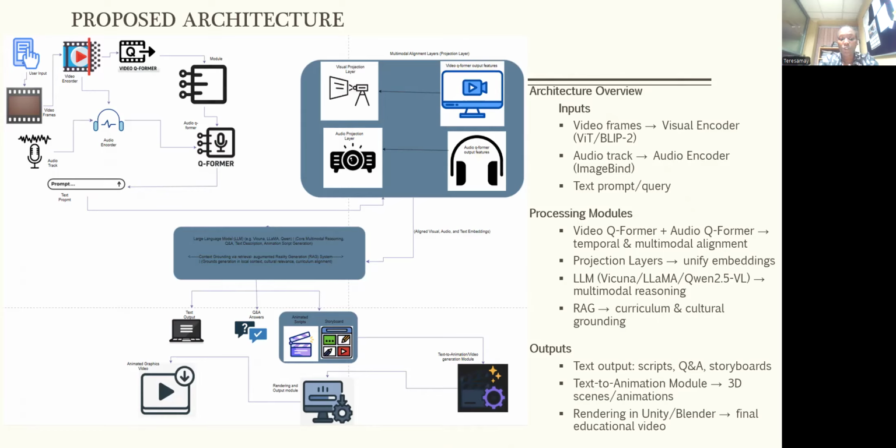Then for the multimodal processing, that's the second part. At this stage, we process the inputs using specialized encoders. One, we use a vision encoder, like the vision transformer or BLIP, that handles images and video frames. Then we also use an audio encoder, like ImageBind, that processes narrations or speeches. And then we also have the text encoder, which handles user inputs.